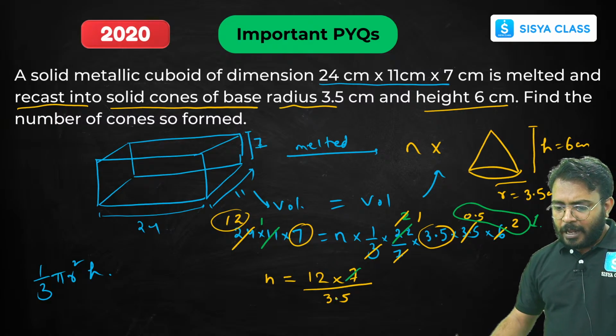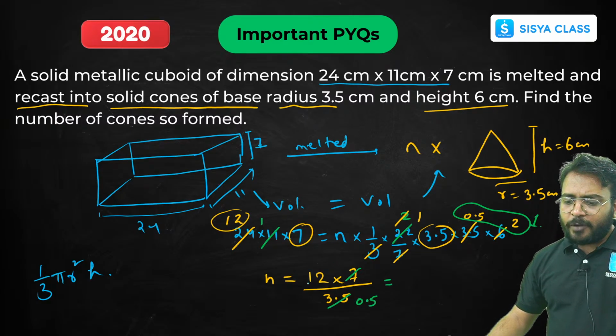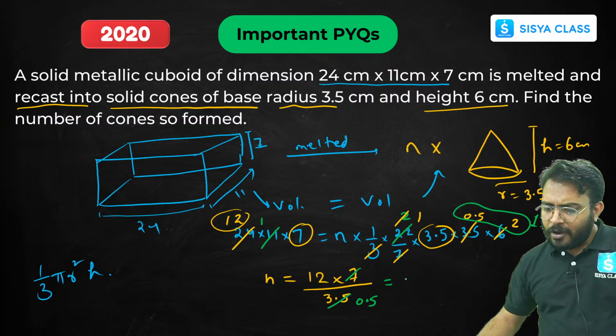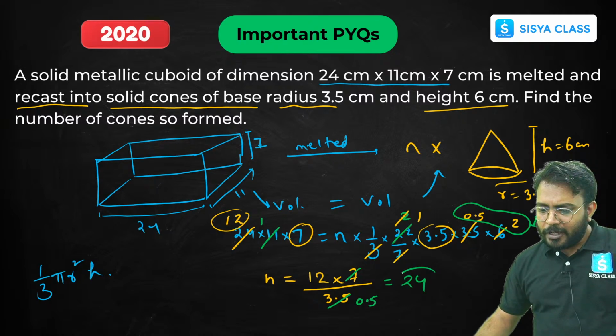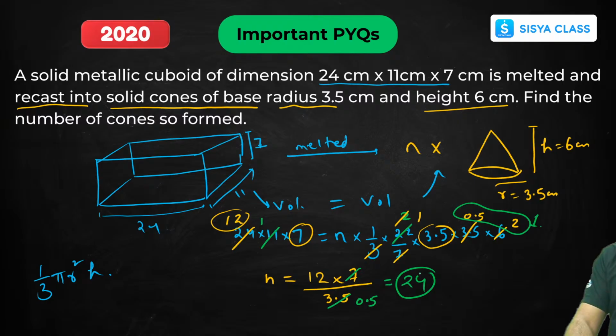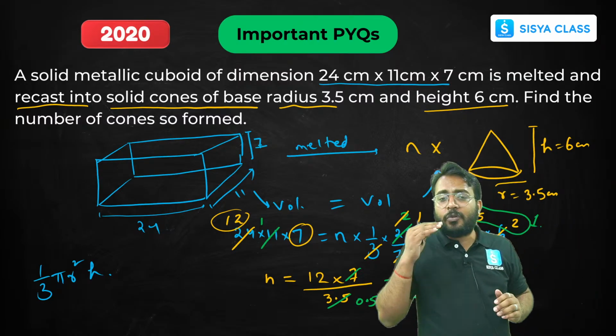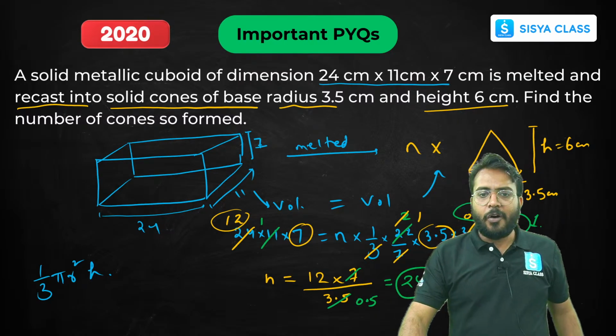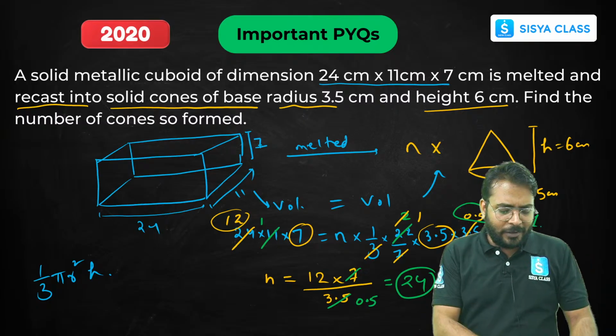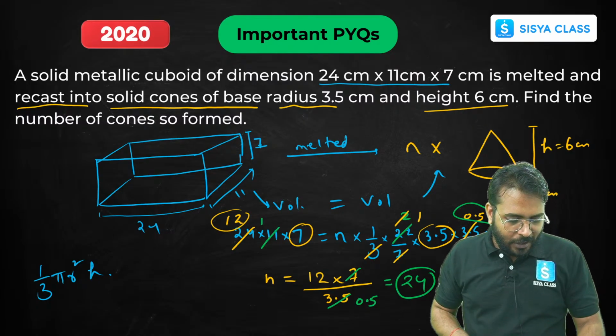7 and 7 into 0.5. And 12 divided by 0.5, I think it is going to be 24. So the value of n is going to be 24. That means you can frame 24 such cones, in the same way, after recasting this cuboid. I hope that you have enjoyed these questions.